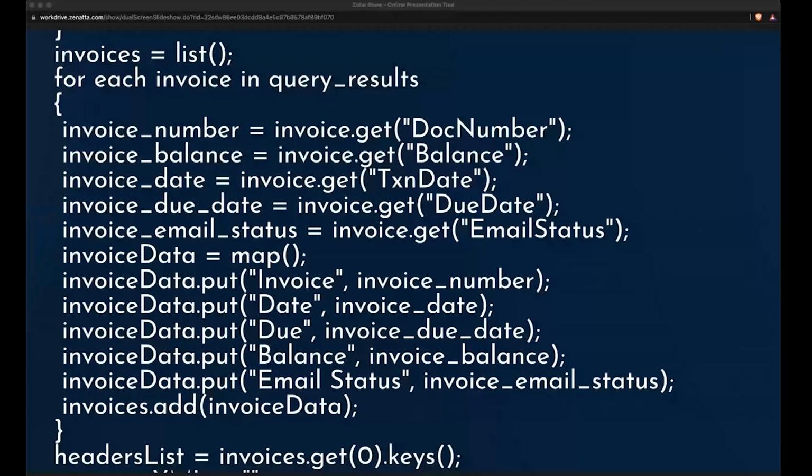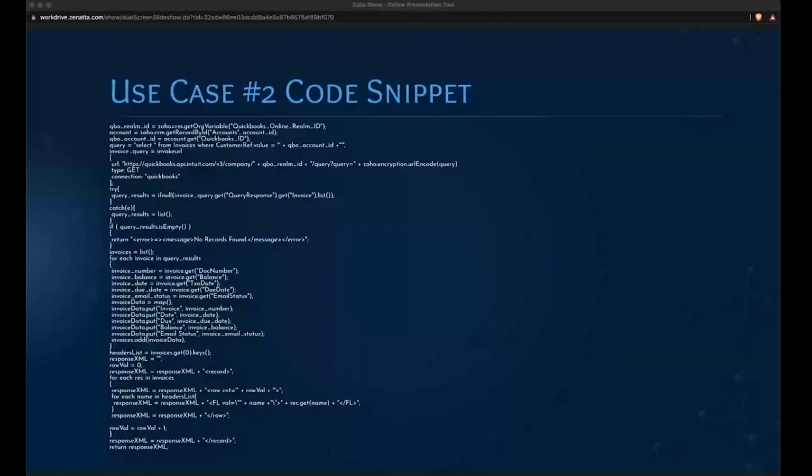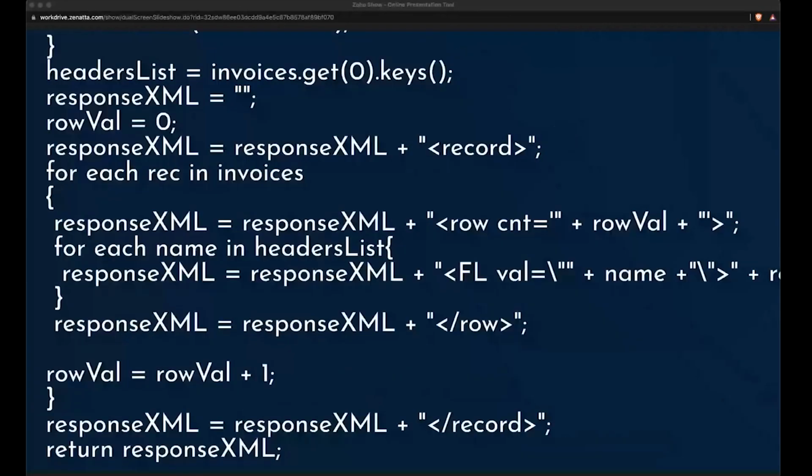So now, in this case, my XML list code is actually relatively short. To get my list of the column headers, I simply get just the first invoice in the list and then do a .keys, which is a very helpful function if you have never used it before. If you have a map of stuff, .keys will give you back a list of all of those keys in that map. So effectively, I just got a list of invoice number, email status, balance, due date, invoice date.